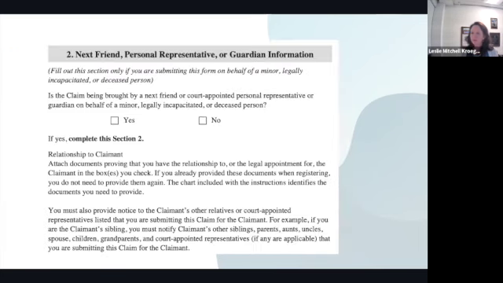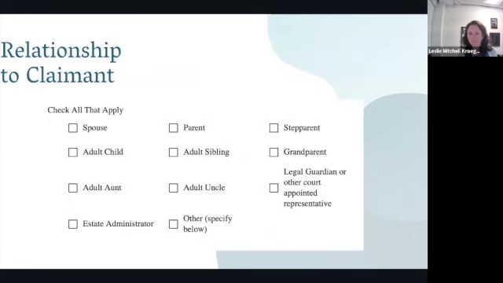All right, now, this is the second section of the claim form. If you are filling the claim form out on behalf of someone other than yourself, so a minor, your child, if you've been appointed to represent someone who is legally incapacitated, if you are the personal representative of an estate, then you would check yes. Otherwise, you check no. If you're filling it out on behalf of yourself, this is a no. If you're filling it out on behalf of someone else, then you check yes, and you go on to complete this section.